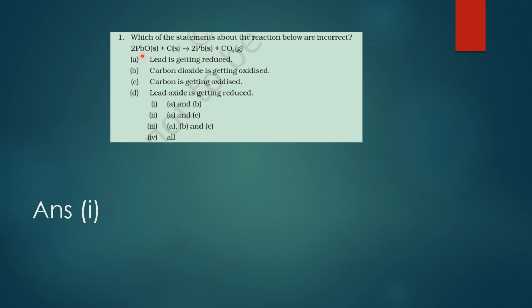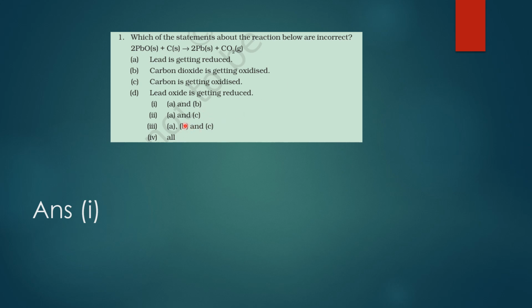So basically lead oxide is getting reduced. So this D option, lead oxide is getting reduced. This is correct. Then carbon, let's see. Carbon is gaining oxygen and getting converted to CO2. So gain of oxygen is oxidation. So this C option is also correct. Carbon is getting oxidized. So C and D are correct. So they cannot come under the category of incorrect ones.